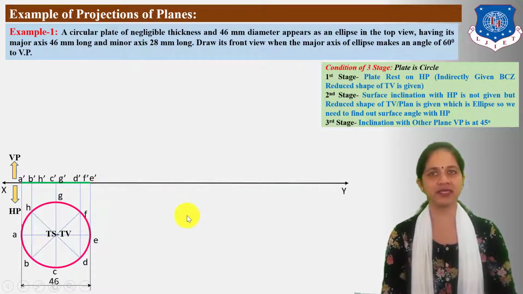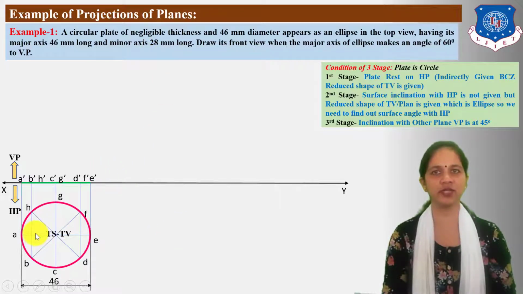Next, in the second stage, we need to take the angle condition with HP. But here the angle condition with HP is not given; instead of the angle, the apparent shape in top view is given, which is an ellipse. So first draw the ellipse in the second stage top view. Now the ellipse has a major and a minor axis. The length of the major axis is equal to the diameter of the circle and the length of the minor axis AE in the second stage top view is equal to 28 mm.